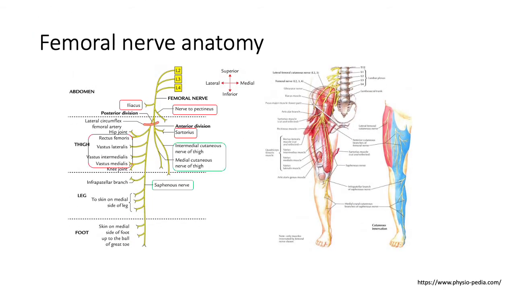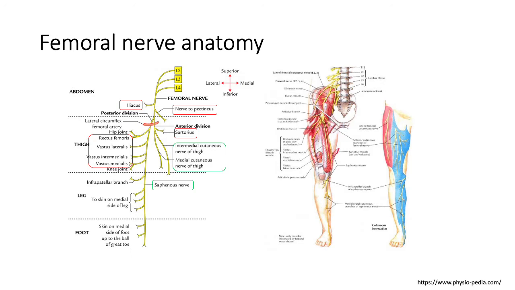Let's go over some more femoral nerve anatomy. The femoral nerve splits into many branches, as you can see. At about 4 centimeters down the thigh, it splits into the anterior and posterior divisions. The terminal cutaneous branch of the femoral nerve is the saphenous nerve, which travels through the adductor canal with the femoral artery and vein.